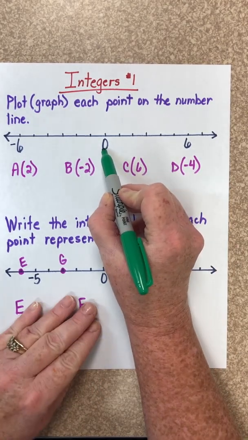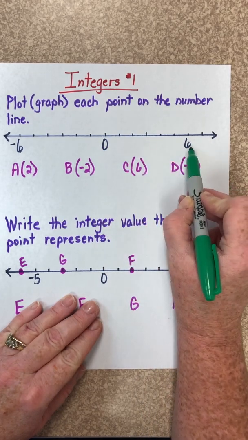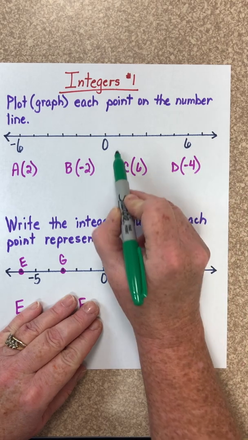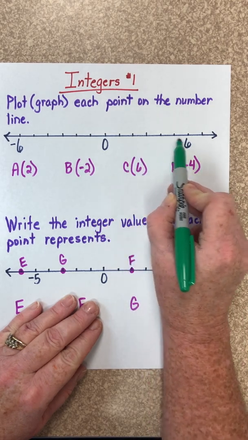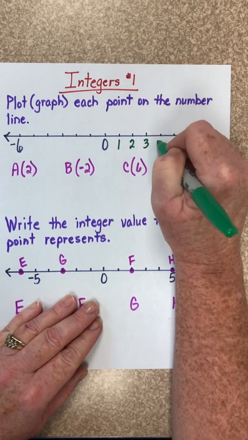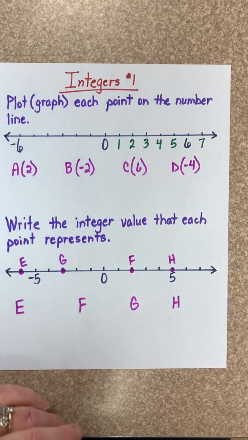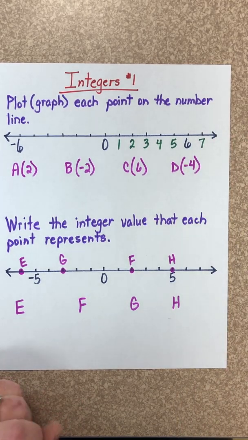So let's start at 0. And we have 1, 2, 3, 4, 5 tick marks before we get to 6. So that looks like we could have 1, 2, 3, 4, 5, 6. So let's fill that in. 1, 2, 3, 4, 5. Here's 6 and 7. That's how you determine what those numbers should be.